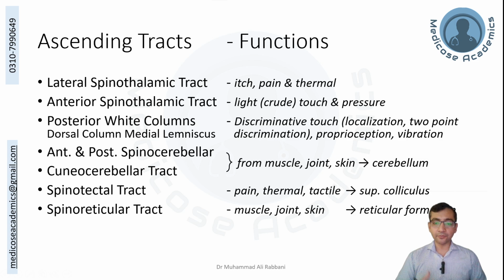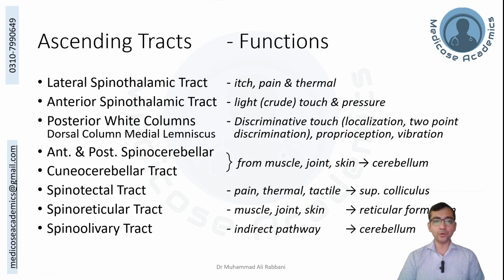Spino-reticular tracts carry information from muscles, joints, and skin and go to the reticular formation, and they have a role in affecting the wakefulness of the person and the muscle tone. Then comes the spino-olivary tract, which goes through the olivary nucleus, taking the information to the cerebellum. So these are the different ascending tracts that we are going to discuss.